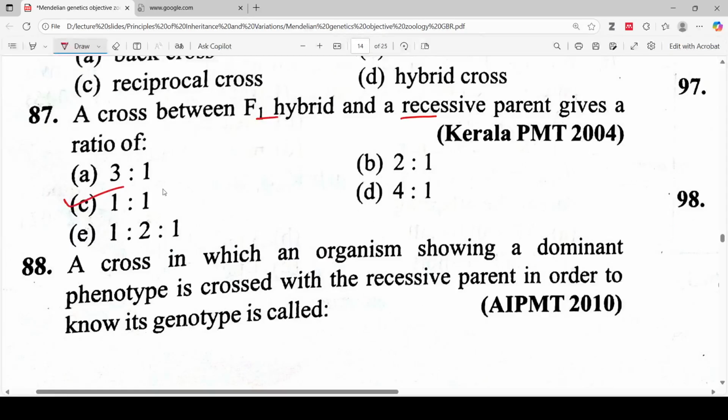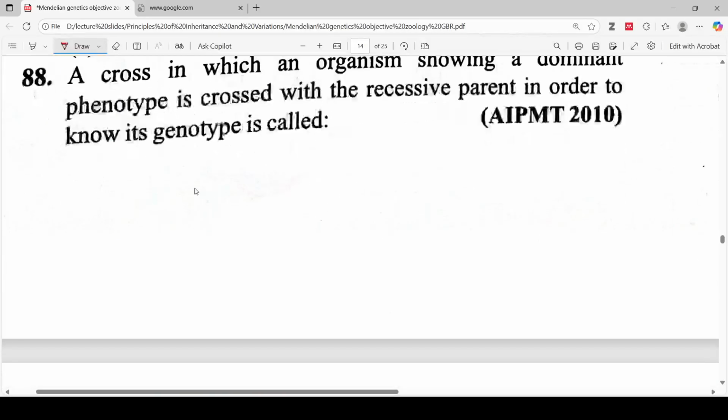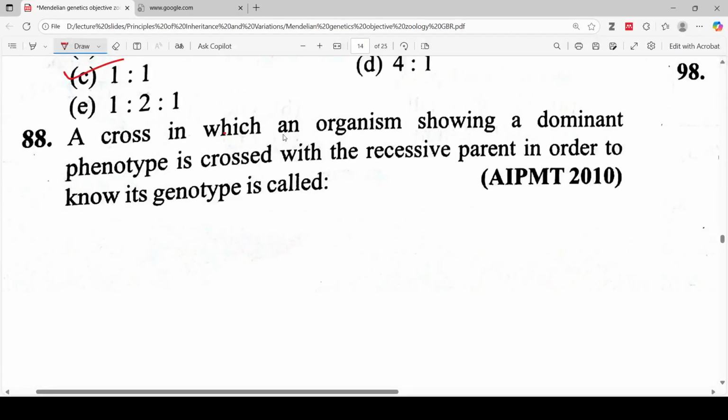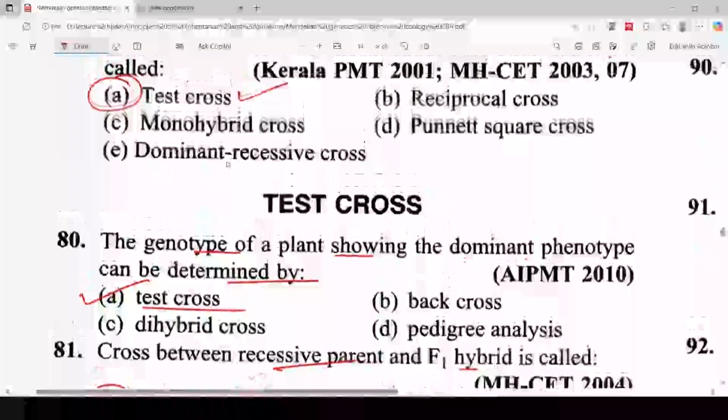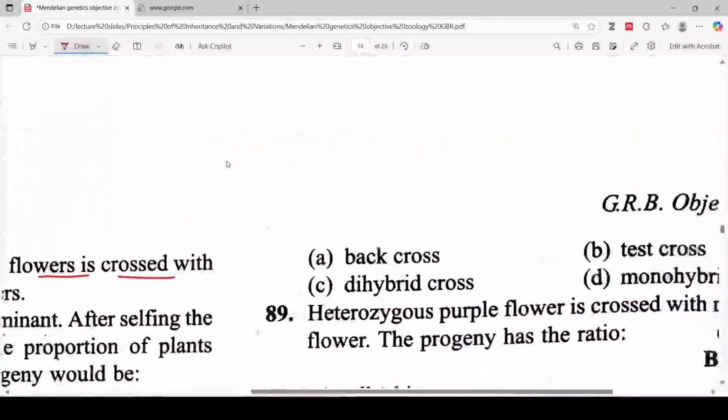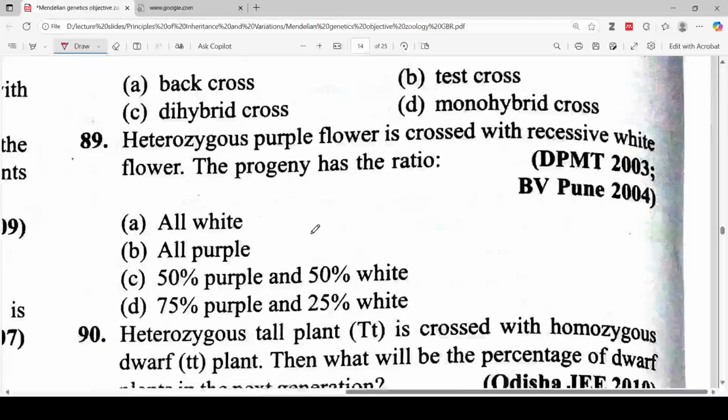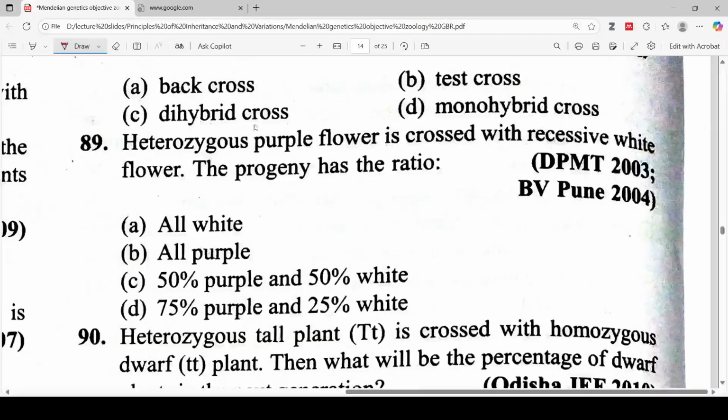Option C, 1:1. A cross in which an organism showing a dominant phenotype is crossed with the recessive parent in order to know its genotype is called a back cross, test cross, dihybrid cross or monohybrid cross. So the correct answer will be option B.